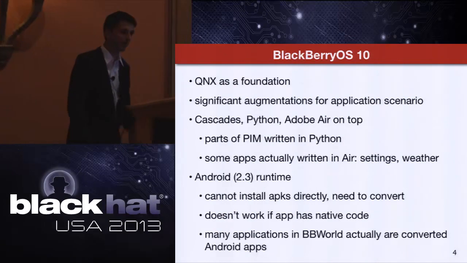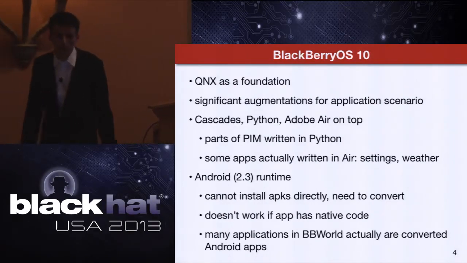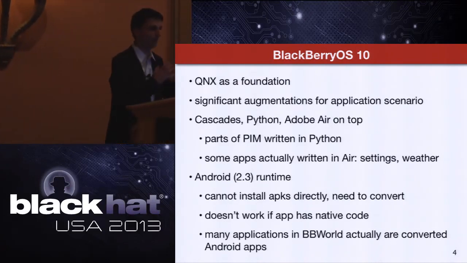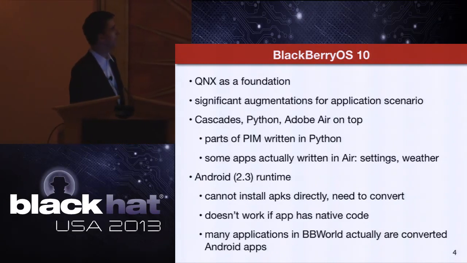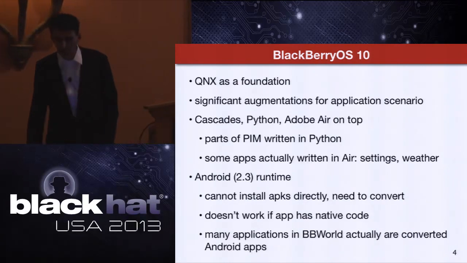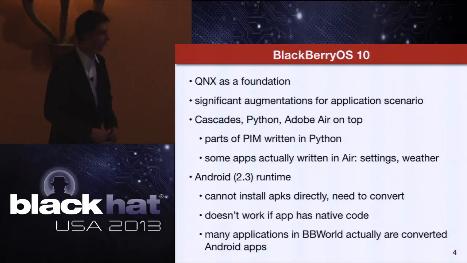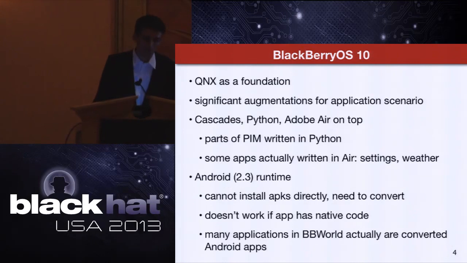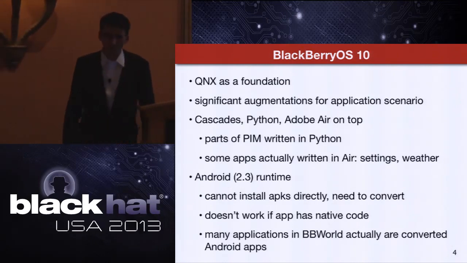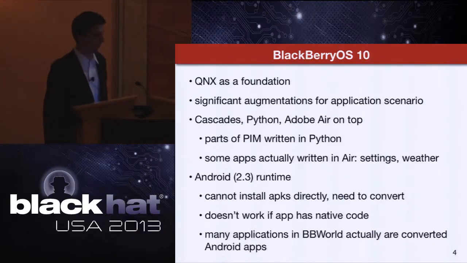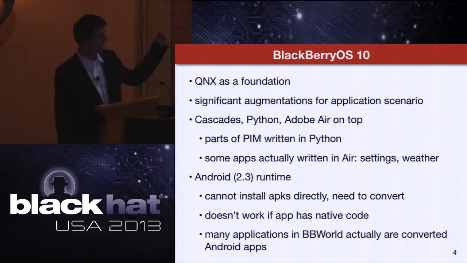With BlackberryOS 10, things have completely changed, and you're feeling even more at home now because RIM, or BlackBerry as they have called themselves now, have started using QNX as a foundation. So QNX is an embedded operating system that before was, the main use of this operating system was in cars, in telematics units, and other embedded devices. Then at some point they were bought by a company called Harman, and later they were bought by RIM.